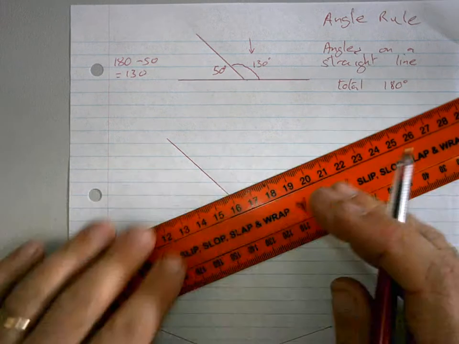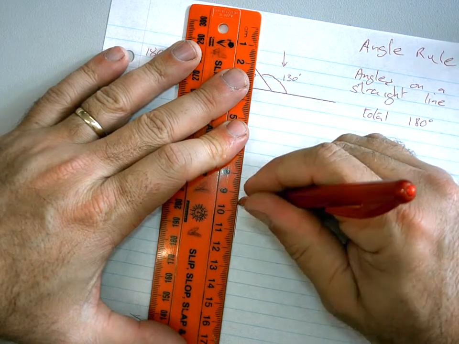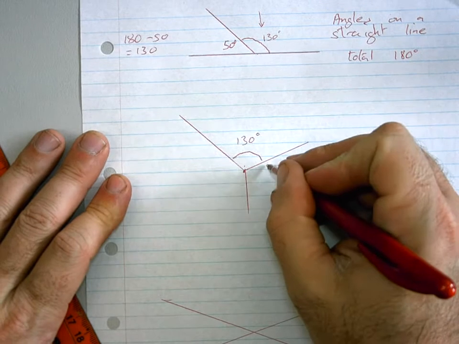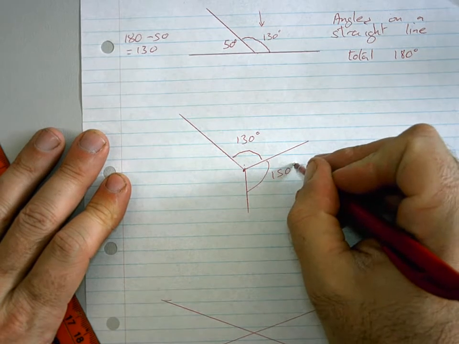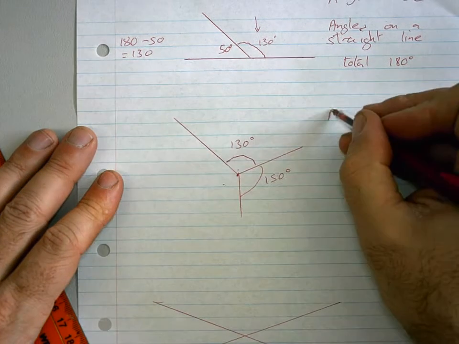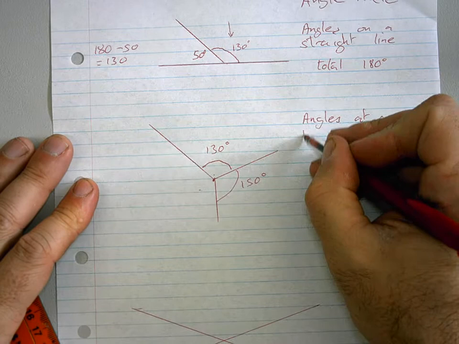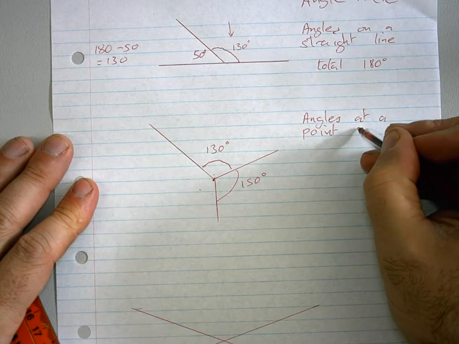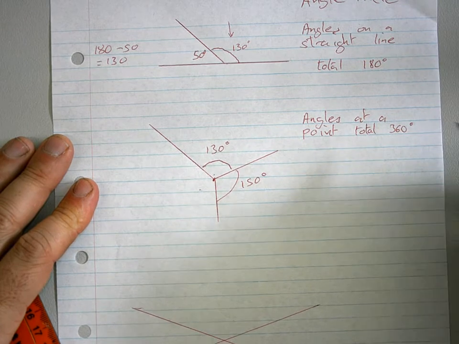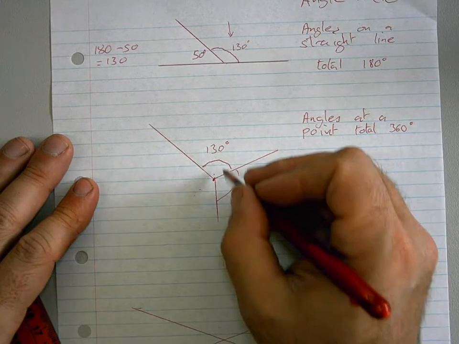Okay, next one. If I do something like this, and I do another one like that, and I tell you that this angle is 130 degrees, and I tell you that this angle is 150 degrees, I can work out that angle there. And that's because angles at a point total 360 degrees.